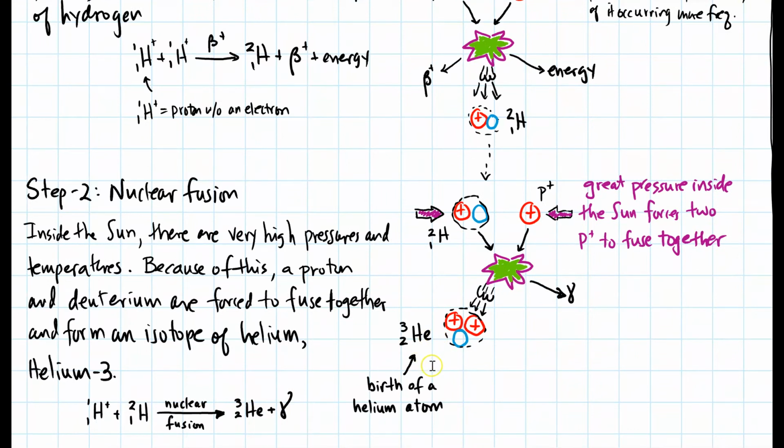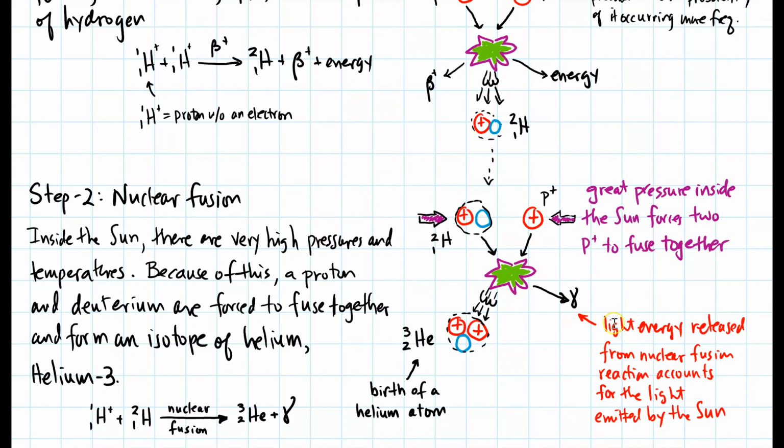This helium here is literally the birth of a helium atom. This atom cannot be made on Earth, but it can be made inside of stars. This gamma ray is a light energy released from the nuclear fusion reaction, and this accounts for all of the light that's emitted by the sun. The thing here is that this happens at the center of the sun, and it takes this gamma ray 100,000 years to leave the sun and reach the Earth.